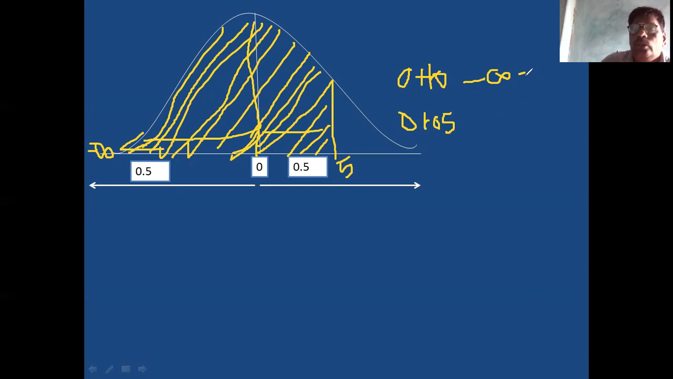Therefore, 0 to -infinity is 0.5. You know it. You got it. 0 to -infinity value is 0.5. Then 0 to 5, you see the normal distribution table and find the value. Whatever value comes, you write here and take the total. The total is called as less than 5. Remember this.